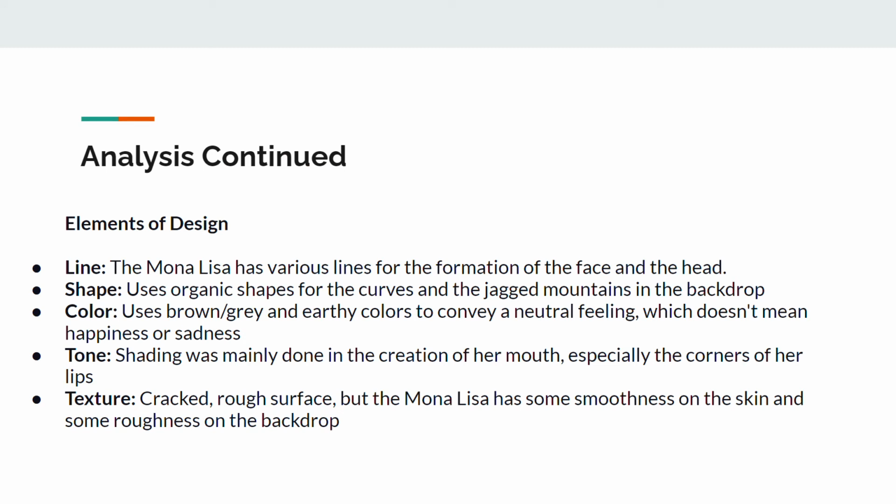Some other elements of design that are included are lines. The Mona Lisa has various lines for the formation of the face and the head. Shape. Da Vinci uses organic shapes for the curves and the jagged mountains in the backdrop. Color uses brown, gray, and earthy colors to convey a neutral feeling, which doesn't mean happiness or sadness. And tone, it was mainly done in the creation of her mouth, especially in the corners of her lips. And texture, there's a cracked, rough surface, but Mona Lisa had some smoothness on the skin and some roughness on the backdrop.